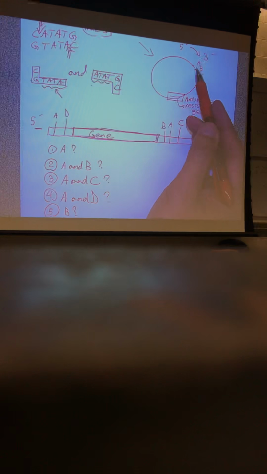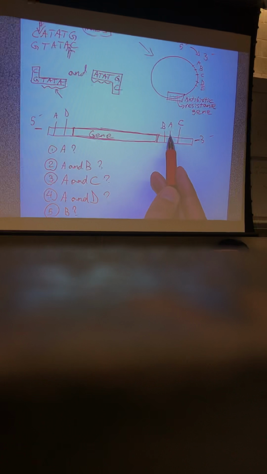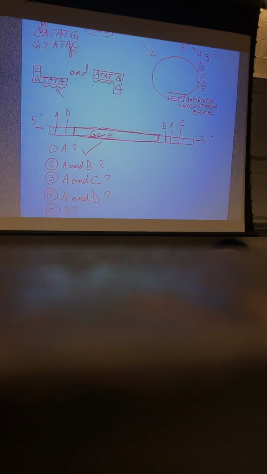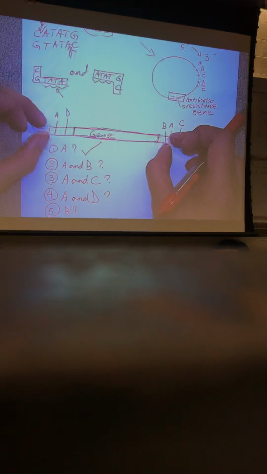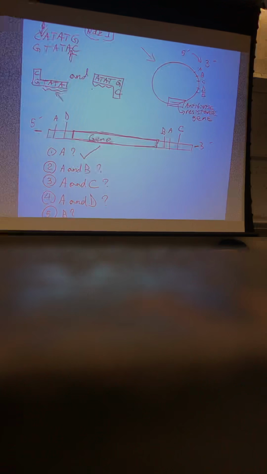That's step 1 done. And 2, does A cut both the left and the right side of the gene? Yes. A is right there, and A is right there. So A will successfully clone the gene into the plasmid. Just A by itself will successfully clone the gene into the plasmid because it prepares the 2 puzzle piece ends of the gene and opens up the plasmid very nicely.